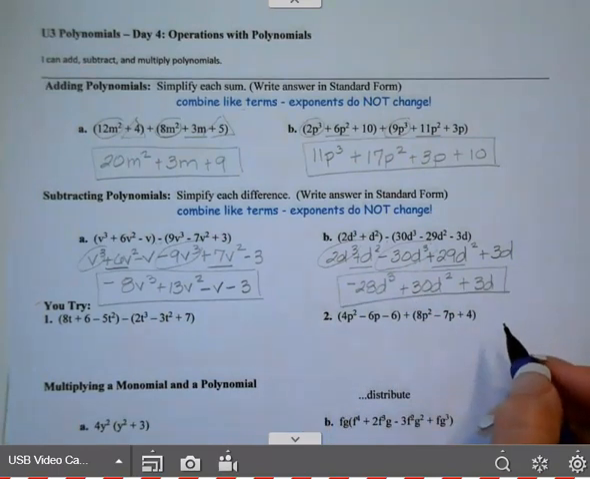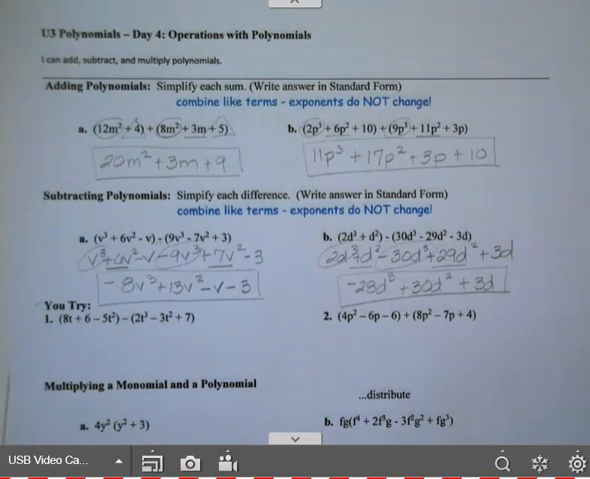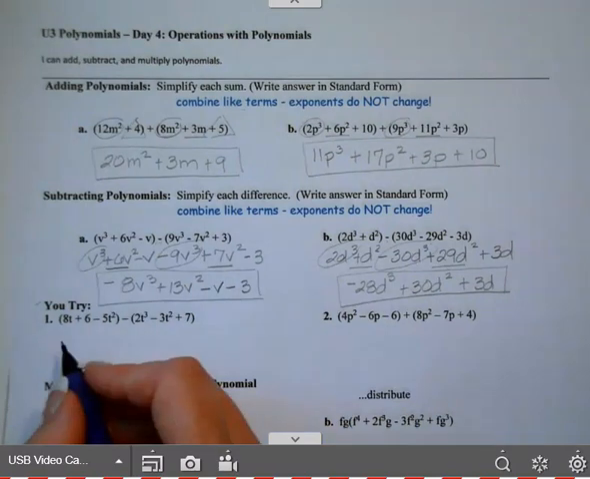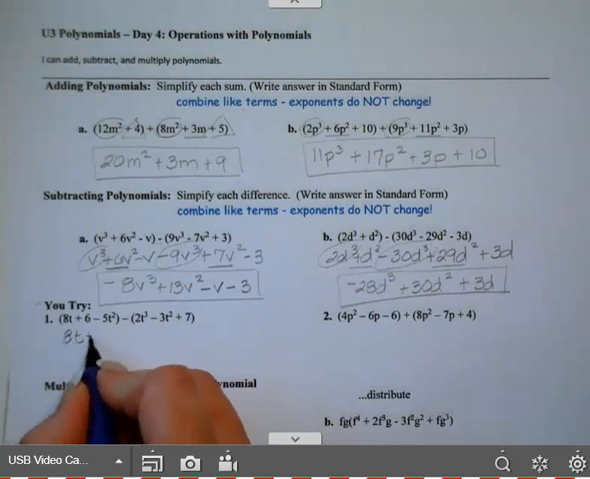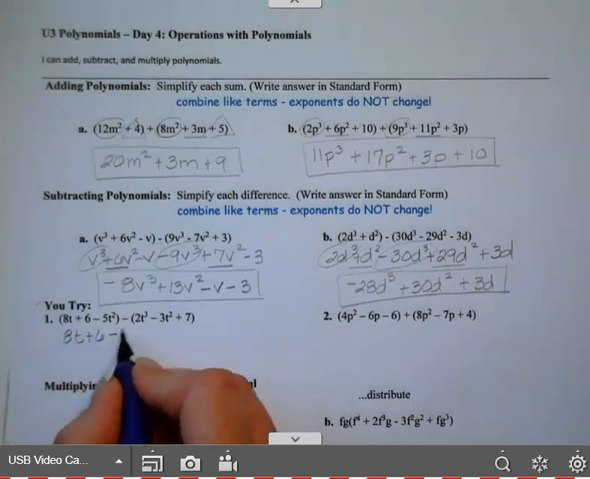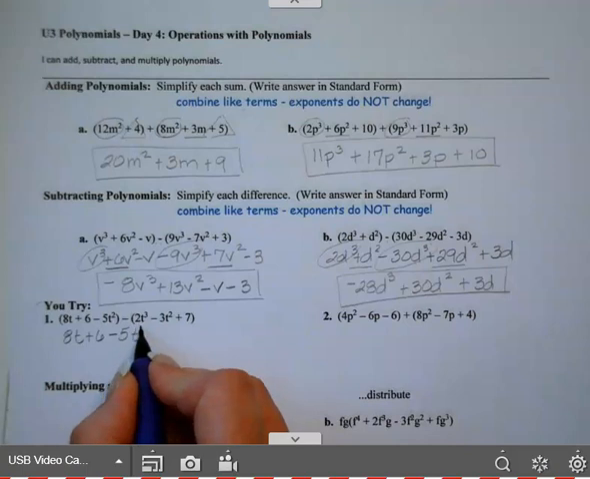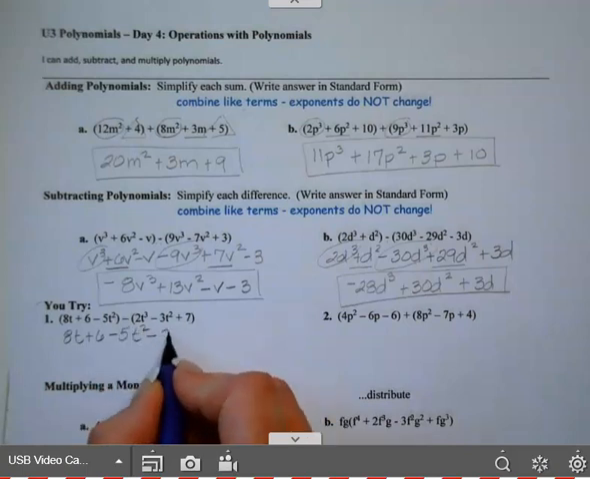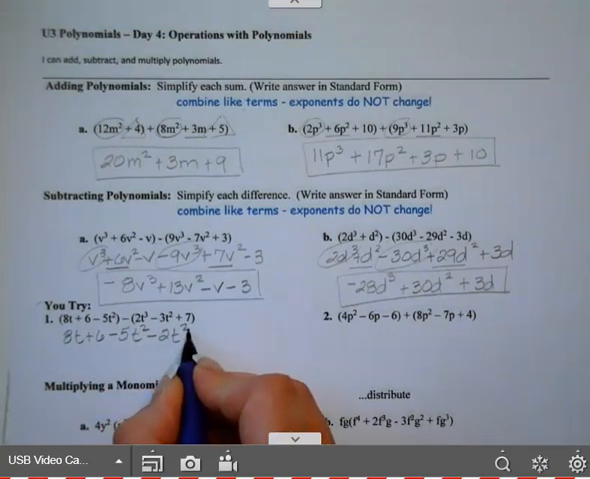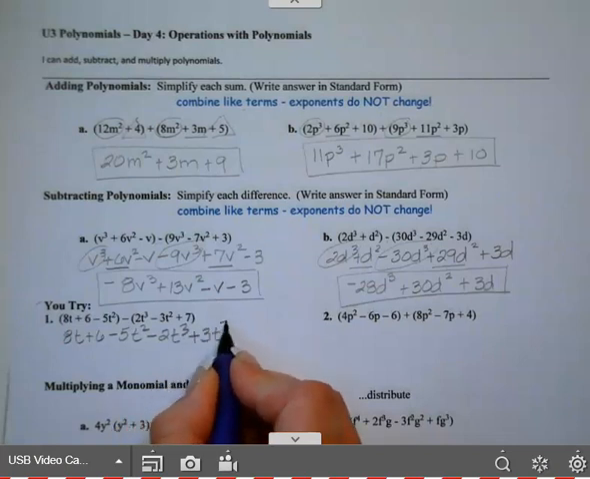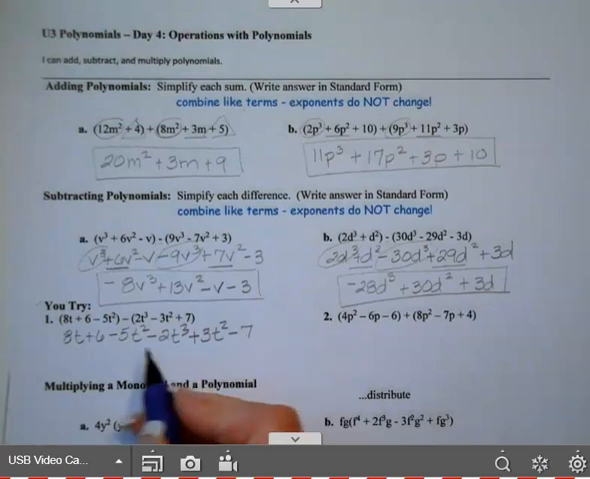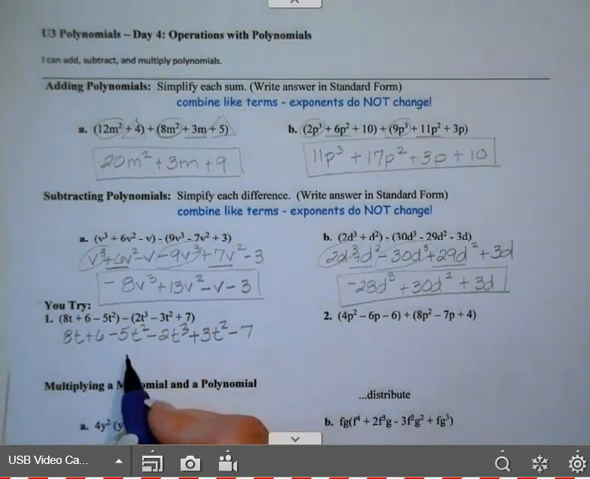You can pause this and try the next two examples. Hopefully you did that. The first set of parentheses I can just drop. The second one I need to distribute my subtraction sign. And then I'll collect my like terms.